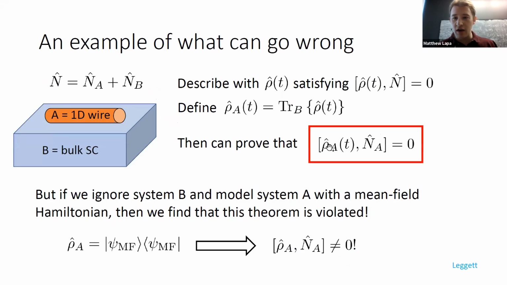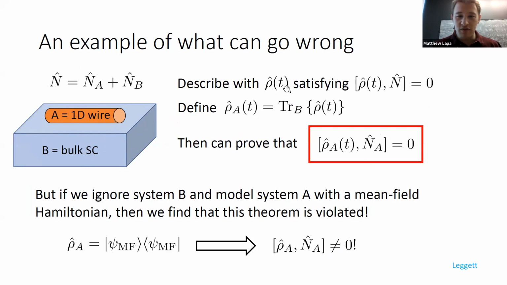So let me give an example of something that can go wrong where mean field theory can fail to capture some property of the eigenstates. I've shown here two systems, A and B, which interact in such a way that there's a total conserved particle number, Na plus Nb, but the particle number of system A is not conserved and neither is the particle number for system B.